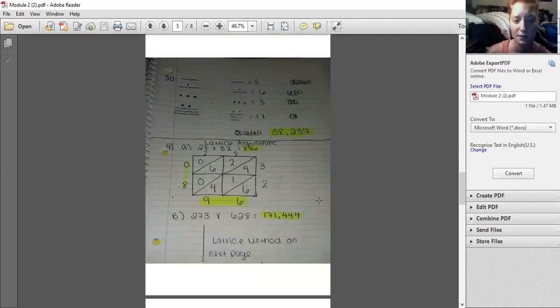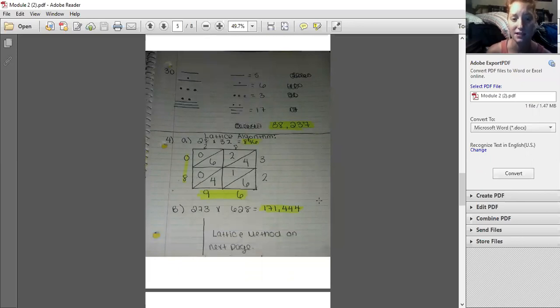In number 4, it's wanting us to solve these equations with the lattice algorithm. So right here, 28 times 32, so you put 28 on top, 32 on the sides. 2 times 3 equals 6. 8 times 3 equals 24. 2 times 2 equals 4, and 2 times 8 equals 16. Well, your answer would end up being 896.